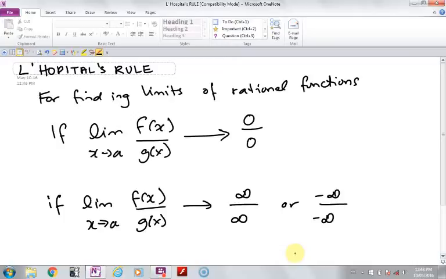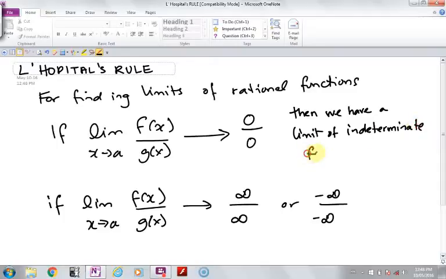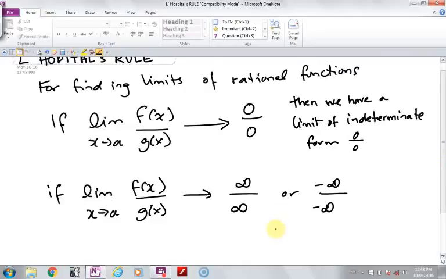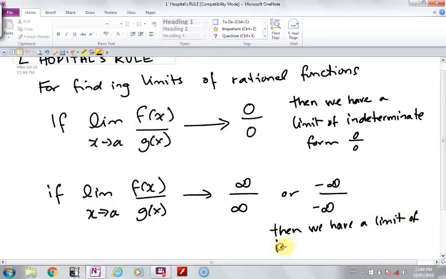These are two different forms. So we have a limit of indeterminate form, zero over 0, and infinity over infinity.